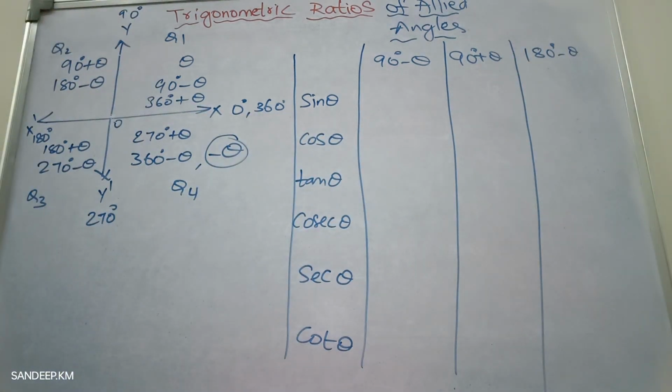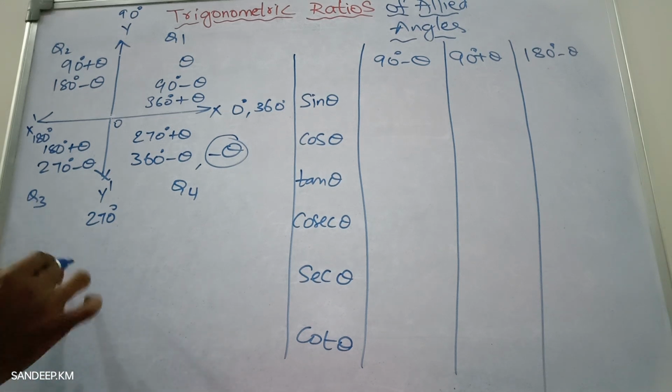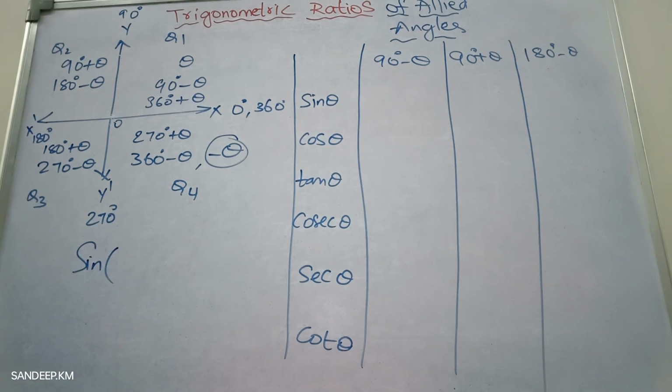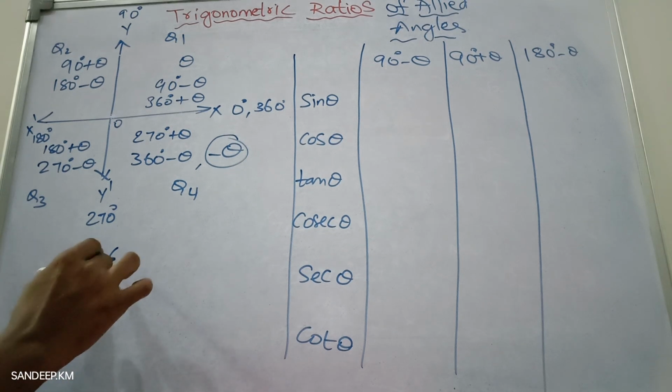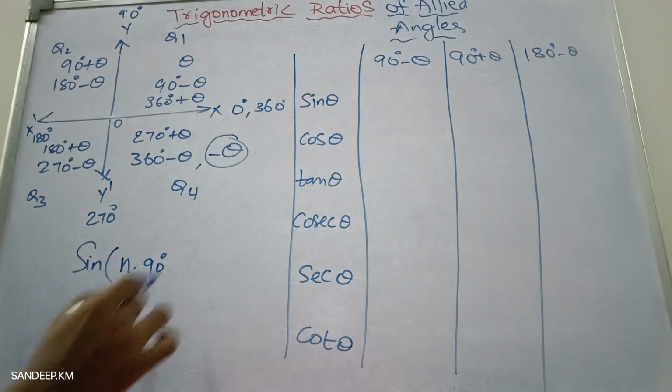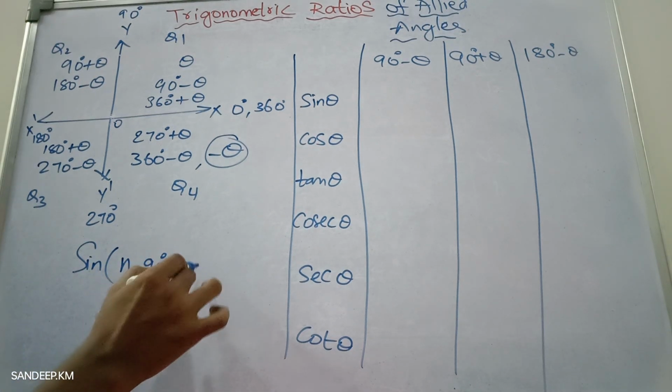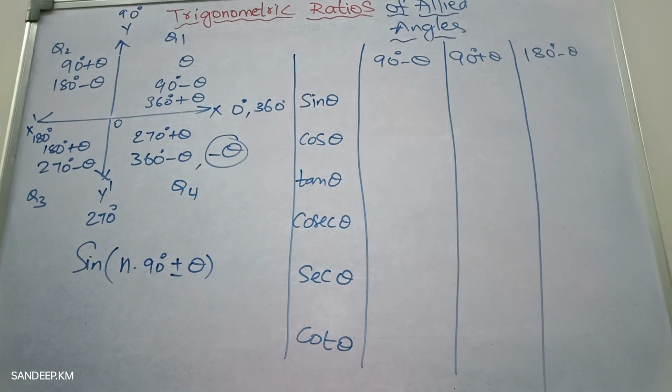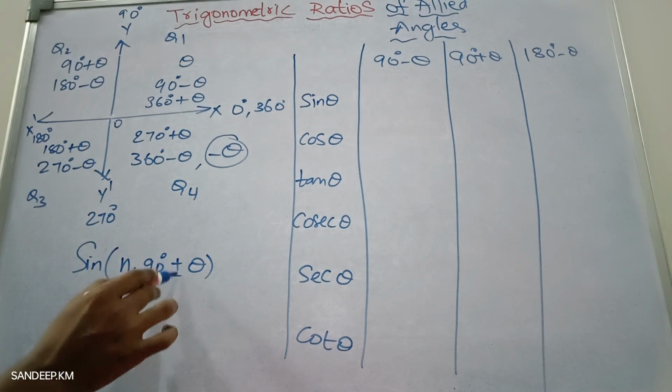First we will discuss trigonometric ratios of these three allied angles, and after that we will discuss the remaining. Observe, dear students, one thing you should remember. Consider any trigonometric ratio of n times 90 degrees plus or minus theta. Sine of n times 90 degrees plus or minus theta.